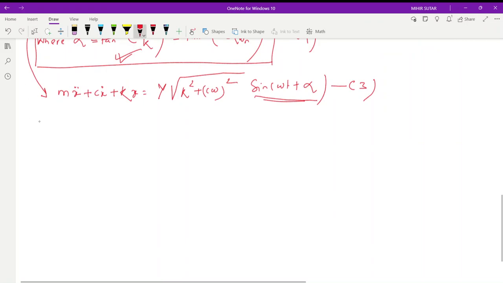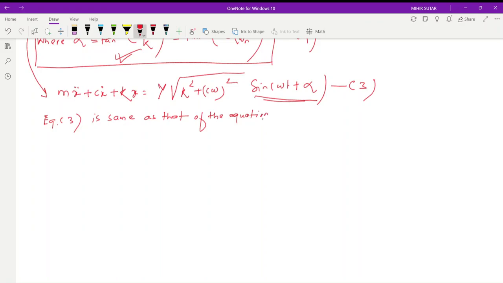Then equation 3 is the same as that of the equation of motion for forced vibration.